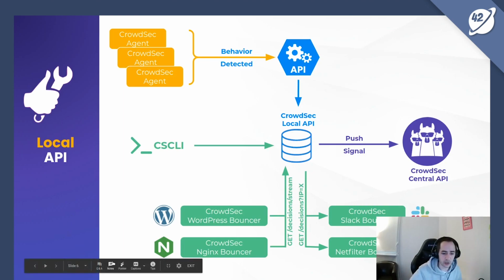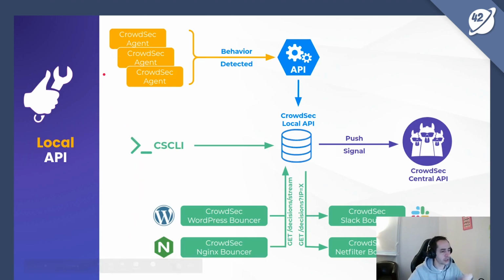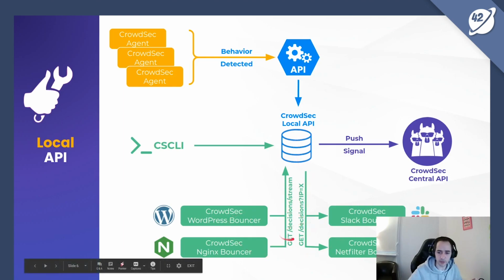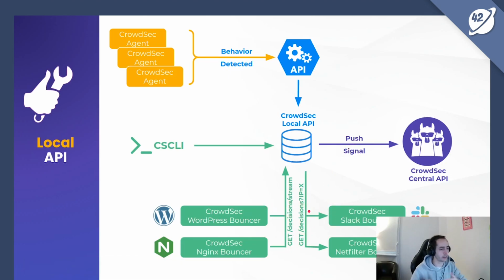The CrowdSec agent itself here is in charge of parsing logs, enriching them, and matching them against scenarios. And the local API here is in charge of taking decisions based on alerts it received and giving back those decisions to the bouncers and sharing them with a central API. Bouncers can be at various levels of your applicative stack because we aim at being able to speak to a lot of various personas.